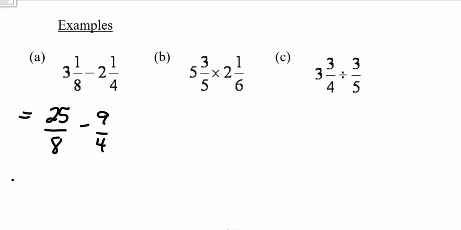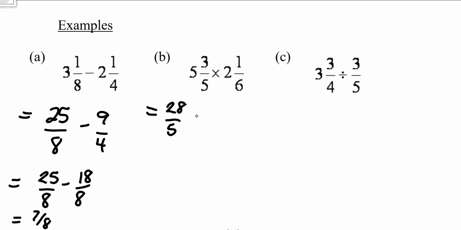And then you're just going to do exactly what you would do with any other subtraction problem. So you're going to get a common denominator, which in this case will be 8. Remember, whatever you do to the bottom, you do to the top. And then you would simplify that to 7/8. This one, again, same thing. We're going to turn it into an improper fraction first. So 5 times 5 is 25, plus 3 is 28. 2 times 6 is 12, plus 1 is 13.